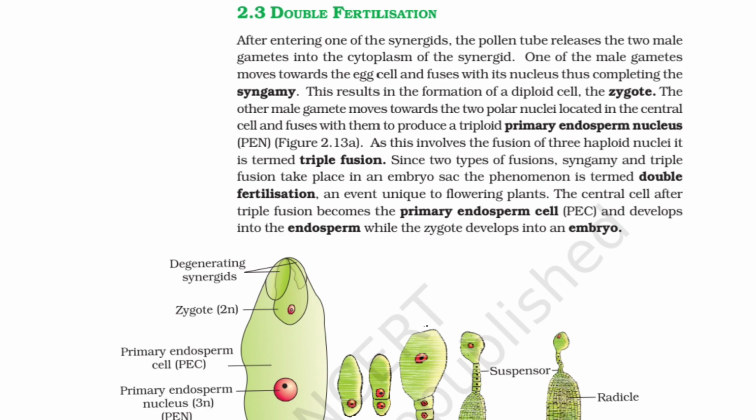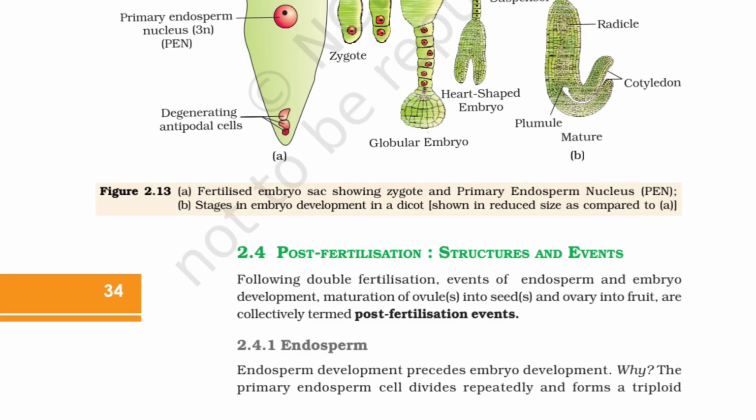The central cell after triple fusion becomes the primary endosperm cell, PEC, and develops into the endosperm, while the zygote develops into an embryo. 2.4 Post-fertilization structures and events. Following double fertilization, events of endosperm and embryo development, maturation of ovule into seed and ovary into fruit are collectively termed post-fertilization events.